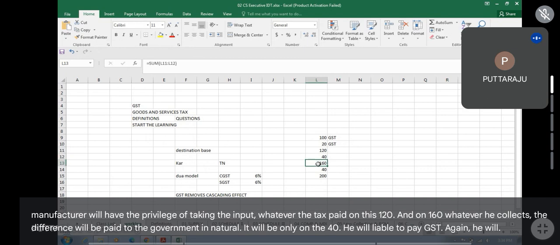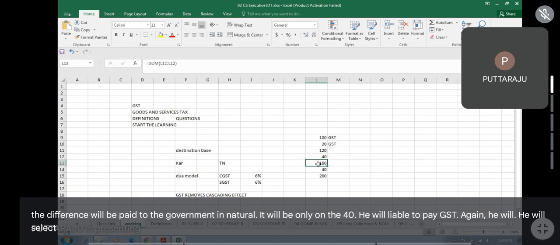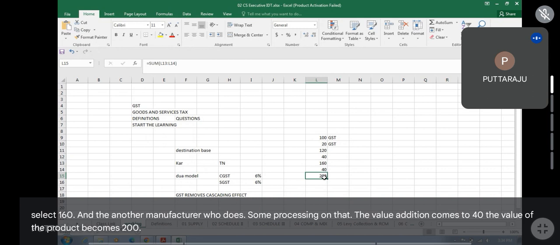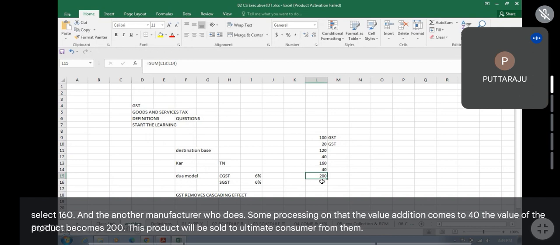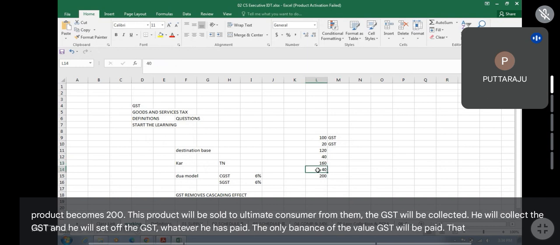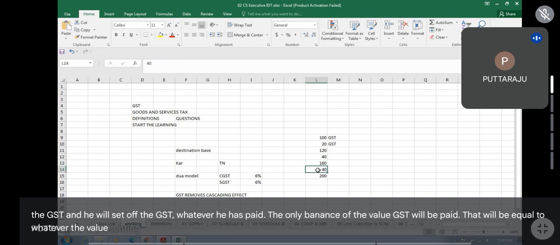Again, he will sell at 160, and the another manufacturer who does some processing on that, the value addition comes to 40. The value of the product becomes 200. This product will be sold to ultimate consumer. From them, the GST will be collected. He will collect the GST and he will set off the GST whatever he has paid. Only the balance of the GST will be paid. That will be equal to whatever the value added by him, only on that he is liable to pay GST.